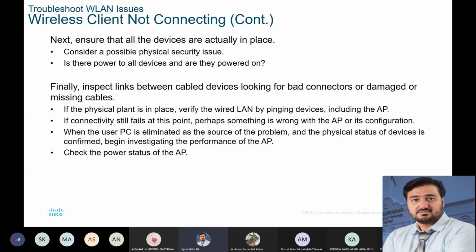Straight through cable or crossover cable? Yes, tell me.